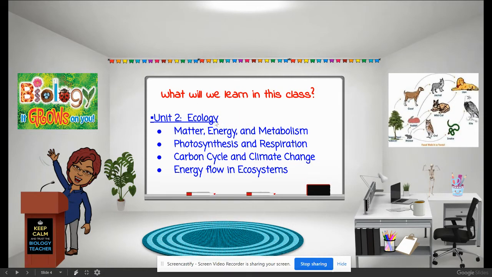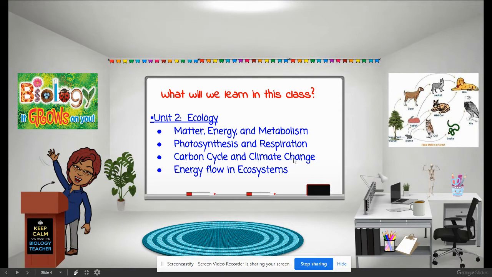Unit 2 is the ecology unit. Now, this is a fairly large unit. It's probably going to take us to the end of the marking period. This unit focuses on matter, what kinds of matter living things are made of, how living things use matter and energy to drive the processes of life. That's called metabolism. We're going to focus heavily on two processes that you should have been introduced to in middle school: photosynthesis and cellular respiration. We're going to look at all the details there.